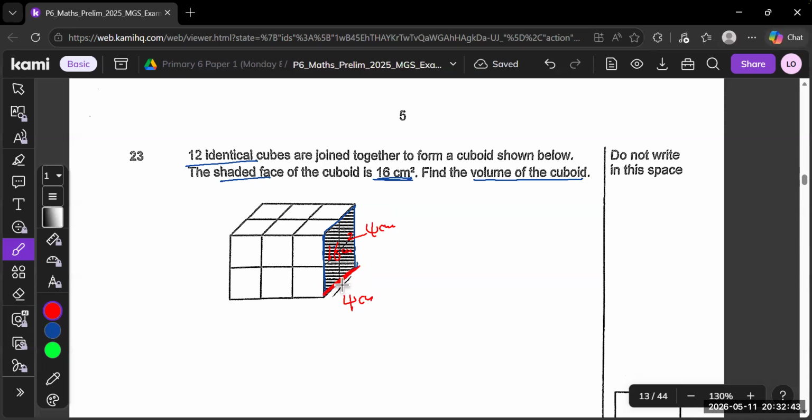Okay, 2 cubes is 4 cm. So one side must be 2 cm, right? 2 cm. So 2 cm, 2 cm, 2 cm. What is a cube? A cube means all the sides are equal. So can you find the volume?